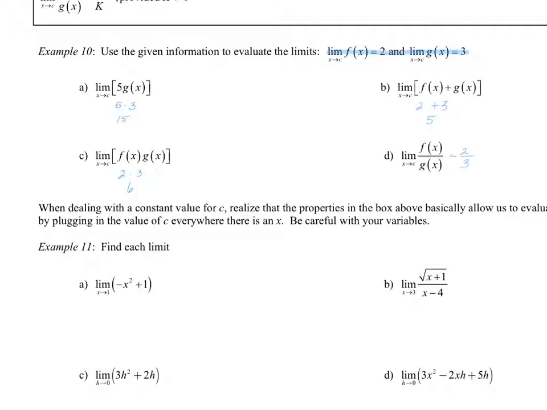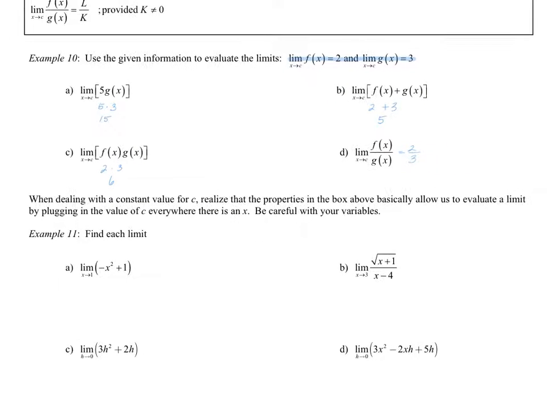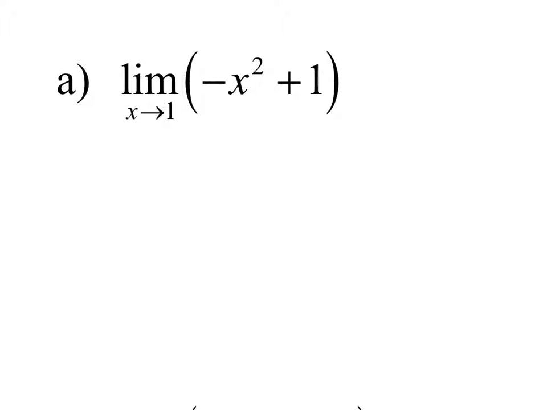When dealing with a constant value for c, realize that the properties in the box above basically allow us to evaluate a limit by plugging in the value of c everywhere there's an x. Be careful with your variables though. Okay? So 11a, find each limit. The limit as x goes to 1 of negative x squared plus 1. So direct substitution says you just plug in 1 for the x. Since x is going to 1, we plug in 1 for x. So negative 1 squared plus 1. So what's 1 squared? What's negative 1 plus 1? 0. So 0 is my answer.